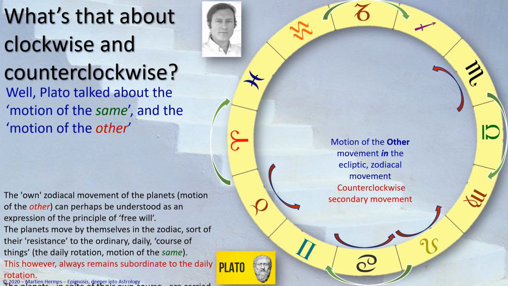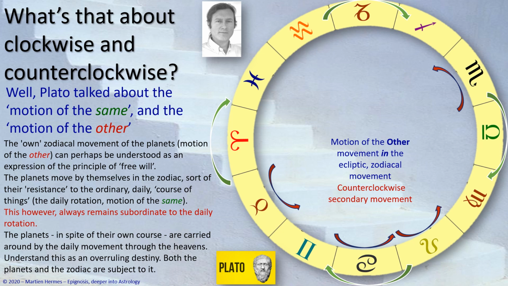So when you put them together you get a very interesting philosophical principle, because you could say that the own zodiacal movement of the planets, the motion of the other, can perhaps be understood as the expression of the free will of the native, because the planets in that movement of the other move by means of their own principles, and you could say that it sort of resists or counteracts what is given by the primary motion of the motion of the same. So that's pretty interesting.